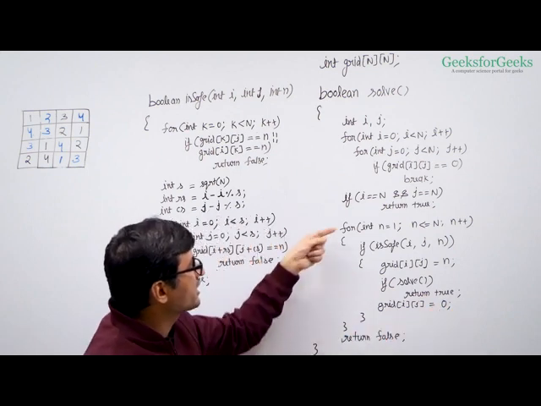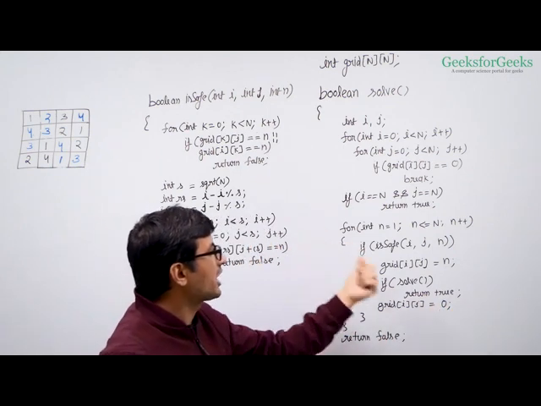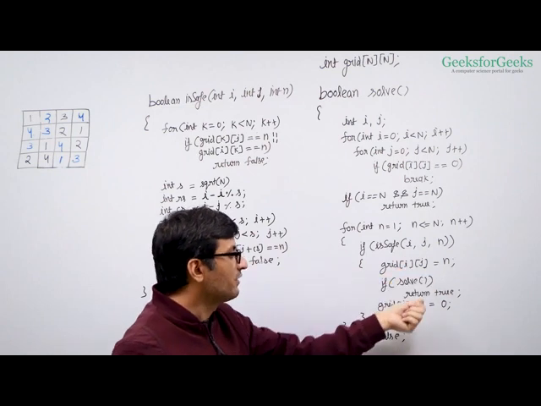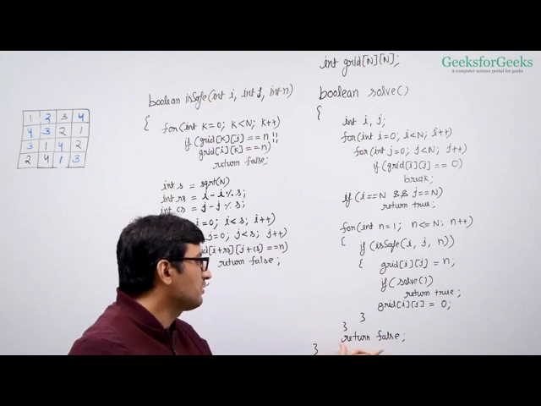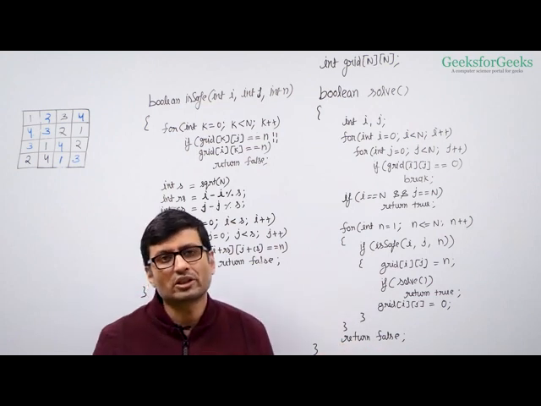And then we try the next number, right? So we tried putting this number in, and if it did not work, then we tried the next number. And if none of them work, then we return false. That's the simple idea of this backtracking solution.